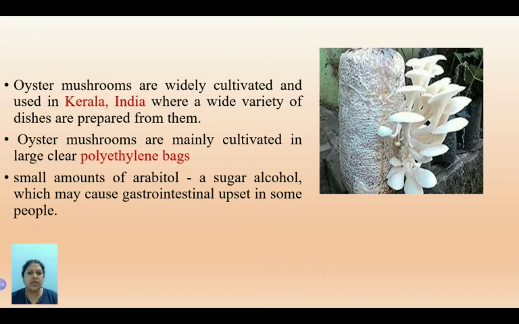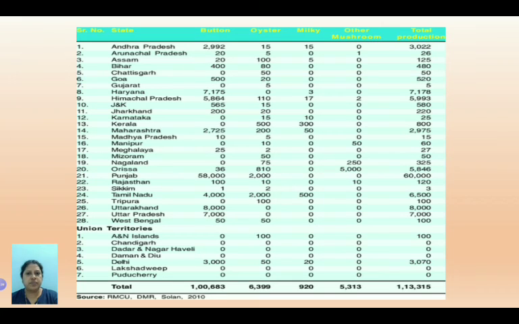So these are the important features of the four different types of mushroom. From this data, you can see the different states which are cultivating different types of mushrooms. You can see oyster mushrooms, milky mushrooms, apart from that other mushrooms, and the total production per year. This is data according to 2010, but now it has increased. In Tamil Nadu, since we belong to Tamil Nadu, you can see mostly button mushrooms are cultivated. Next to that is oyster, the next is milky mushrooms. So all over India it is being cultivated.